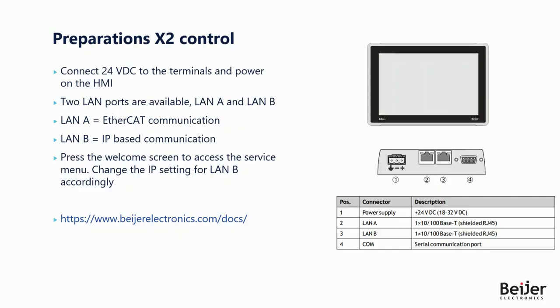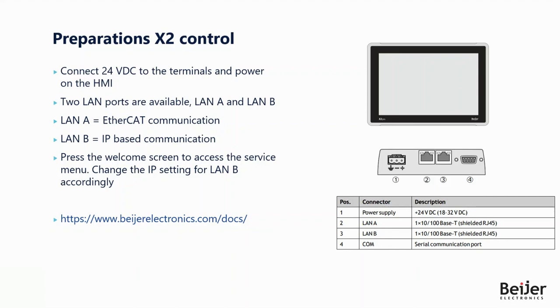Preparations of X2 control. Connect the power terminals to the power source and power on the HMI. There are two LAN ports available, LAN A and LAN B. When using EtherCAT, LAN A is the dedicated port for communication. LAN B will be used for all IP-based communications such as communication between BCS Tools and X2 control.